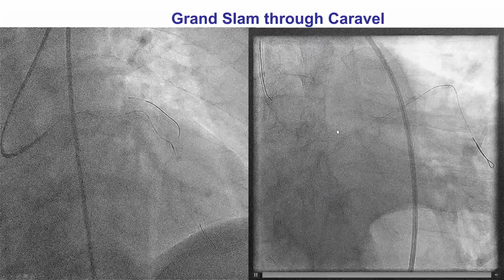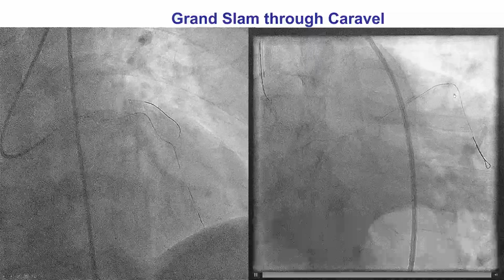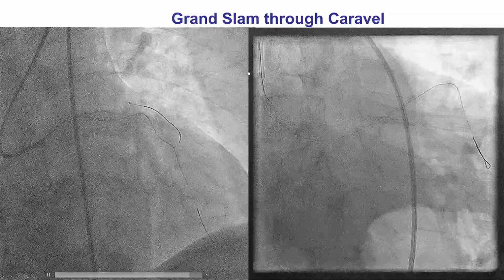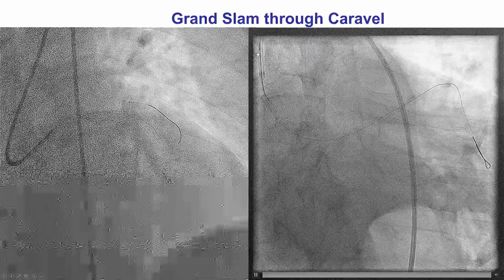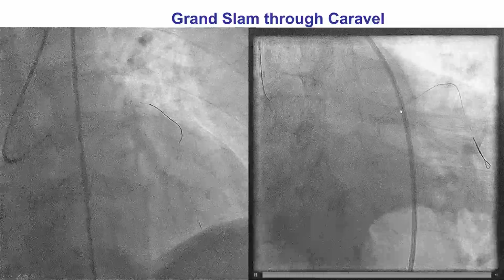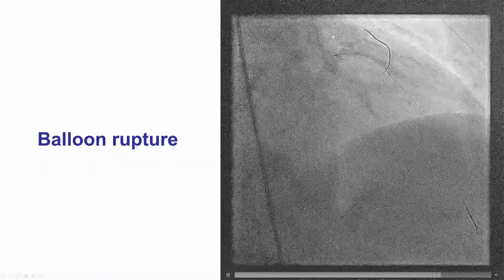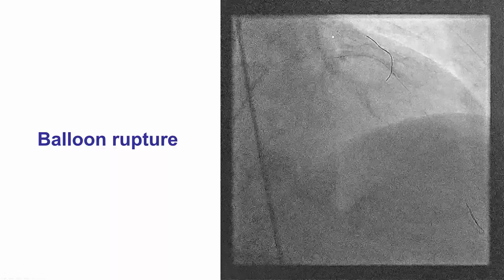So through the Caravel microcatheter, we inserted a Grand Slam guide wire, which is a very stiff wire, provides a lot of support. You can see here the guide is way out, but still we do not lose access to the vessel because of the strong support provided from the Grand Slam. We then debated about doing atherectomy versus a balloon angioplasty first.